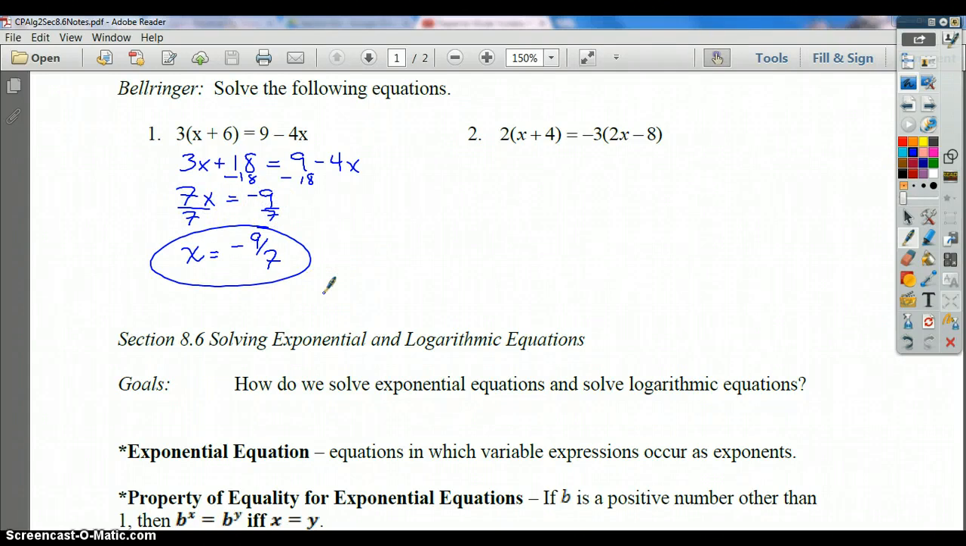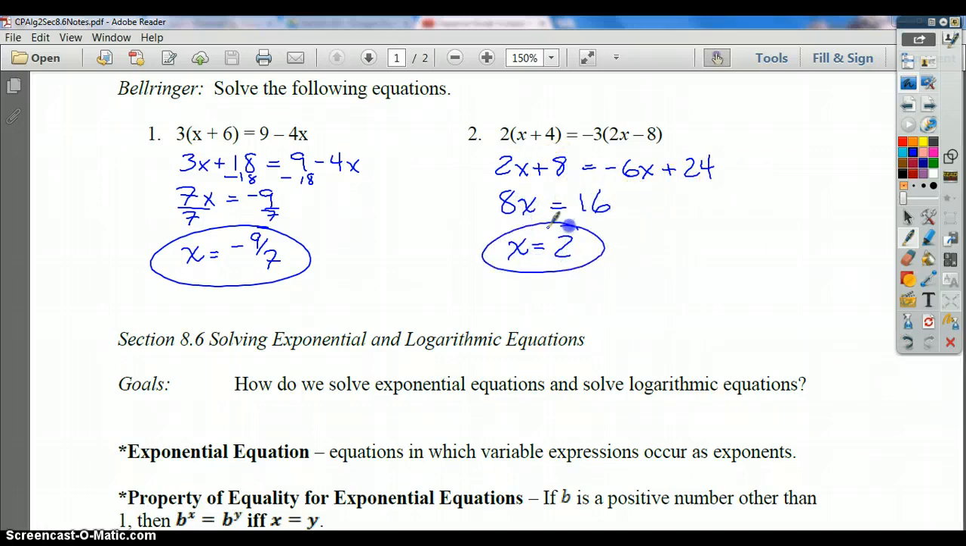Okay? On the left side here, distribute 2 in. Leaves me with 2x plus 8 equals negative 6x plus 24. So I'm going to add 6x over, get 8x here. I'm going to subtract 8 over here, get 16. Divide by 8, x is 2.